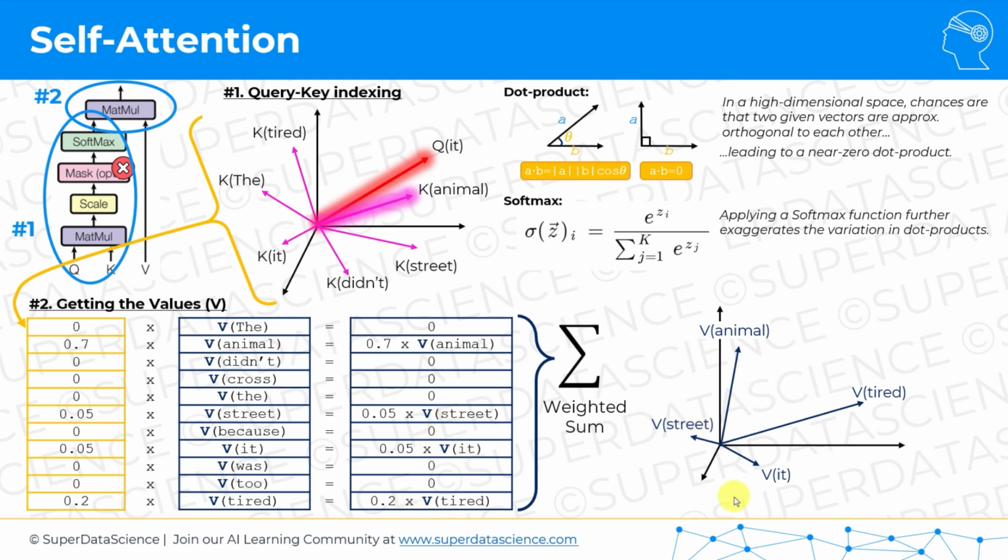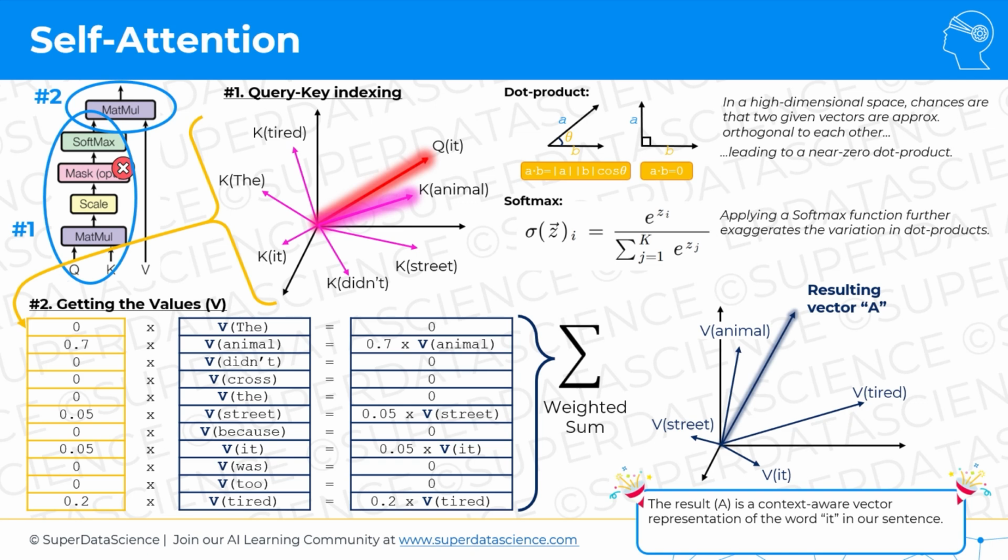And so we can plot these vectors here, and the resulting vector will have a lot of the word animal, so 0.7 of each of the 512 dimensions of the word animal, about 0.2 of each of the dimensions of the word tired, then 0.05 of the word it and 0.05 of street. And that's our resulting vector A. And that's how all of this works.